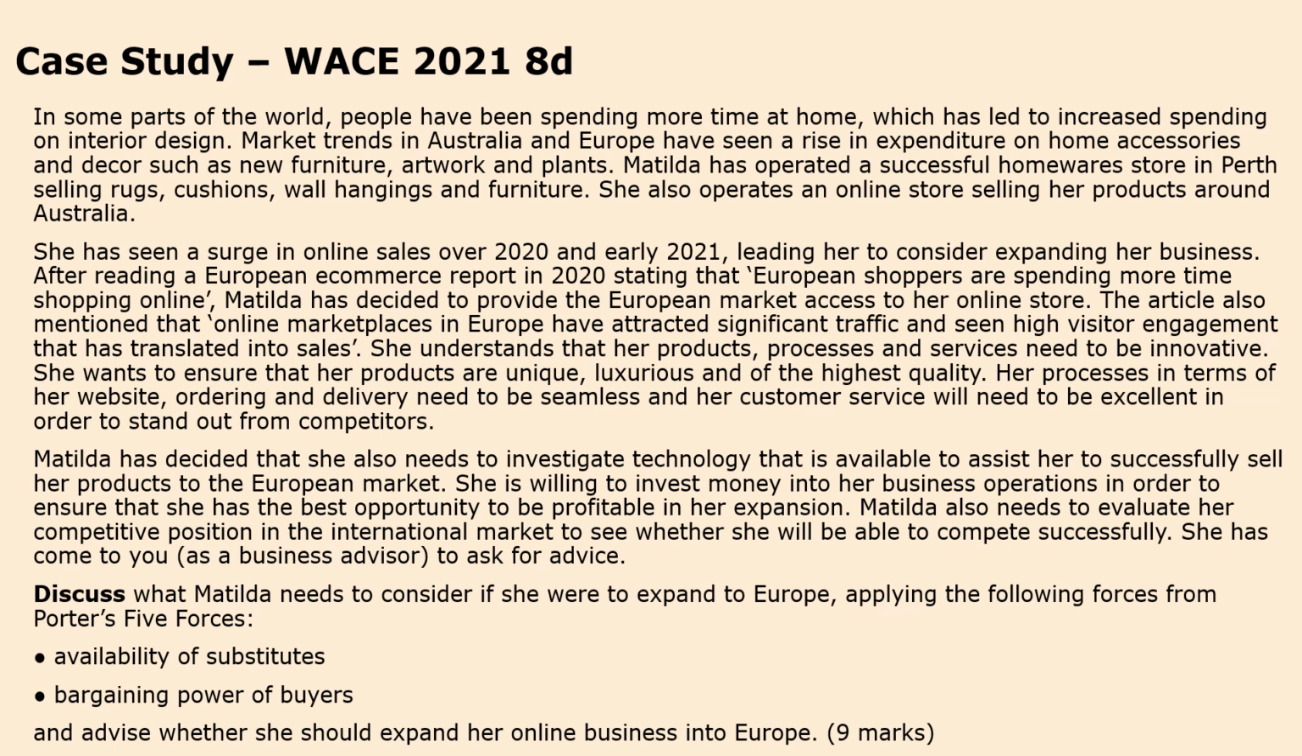So pause the video and see if you can find information in the case study which would give you evidence to discuss the availability of substitutes and the bargaining power of buyers. So take a minute. Okay, so not a lot, but hopefully you would see in terms of the bargaining power of buyers that she's going into Europe and that probably there's going to be a lot of buyers. Europe has a very large population compared to Australia, and with larger populations, the bargaining power of buyers basically is lower. Okay, so lots of buyers, which means that potentially that's a good thing for her entry into the online business in Europe.